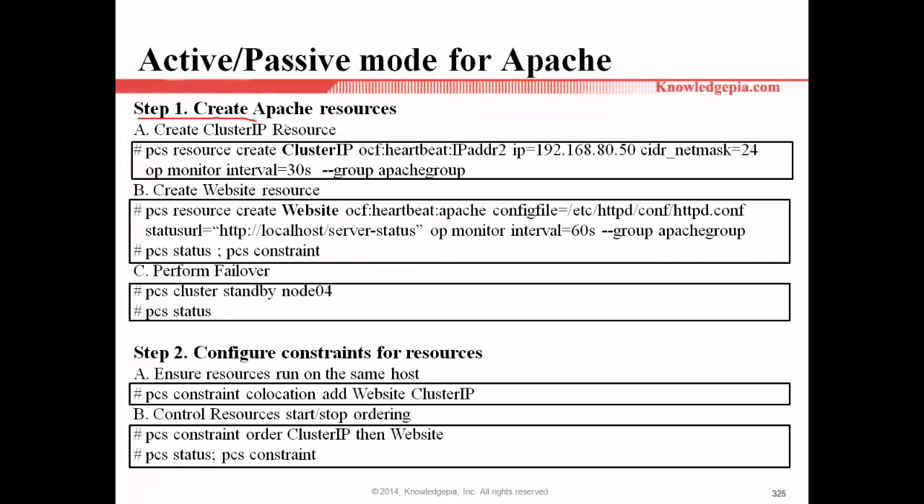Step 1, create the Apache resources. First, I will create the cluster IP resource using this command: pcs resource create ClusterIP, with the ocf standard, heartbeat as the provider, and IPaddr2 as the type. This type uses these options: ip, the floating IP address I already mentioned, cidr_netmask 24, and an operation to monitor the resource every 30 seconds. The resource will belong to the group Apache group.